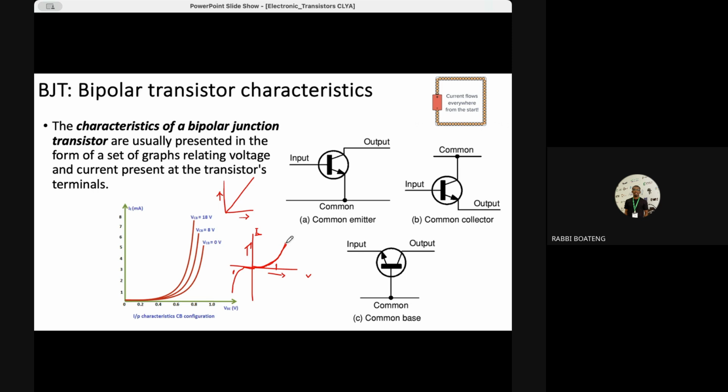Is that okay? And that point where we let the current go through is what we call the knee voltage for the forward bias. We said that even silicon and germanium have different voltage points at which they will allow current to go through. Do you remember something like that?